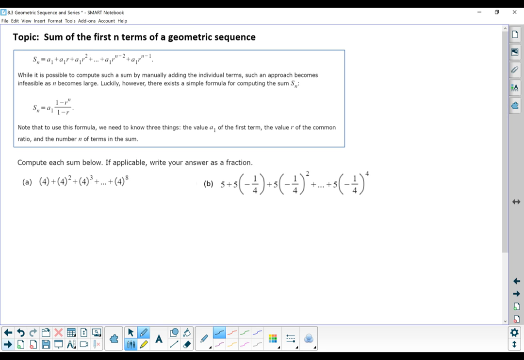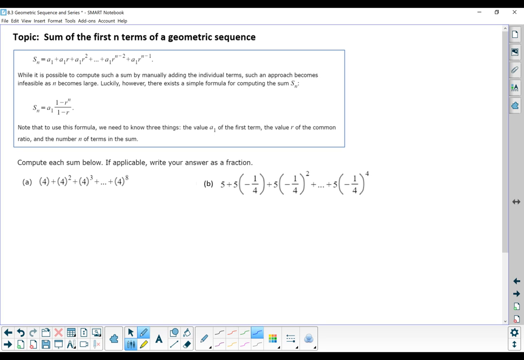All right, the next topic is to find the sum of the first n terms of a geometric sequence. So these are usually called series. We can find the sum by adding up each of our successive terms. Of course, it would be possible if you had all those terms to manually type it into your calculator, but especially if you have a lot of terms, that becomes impractical. So we have a formula that we can use to get our answer more quickly.